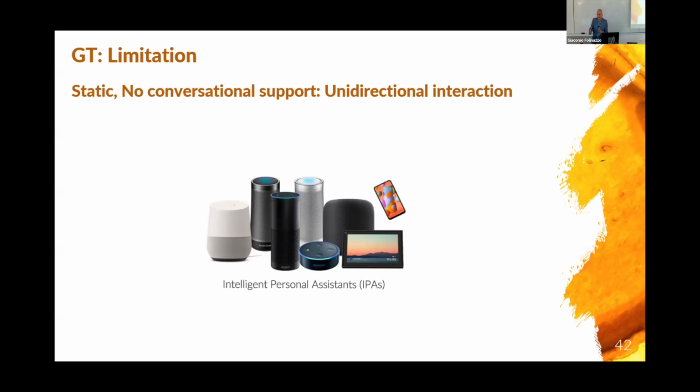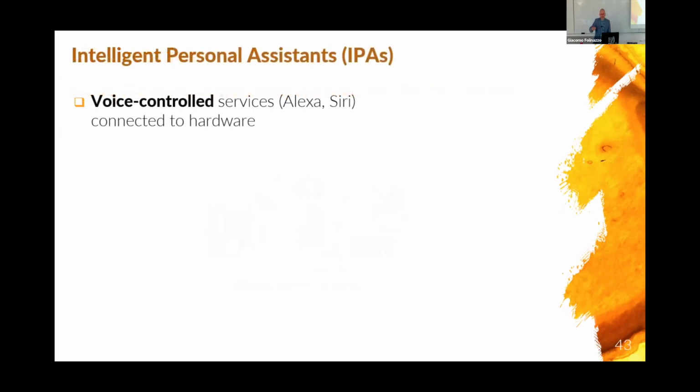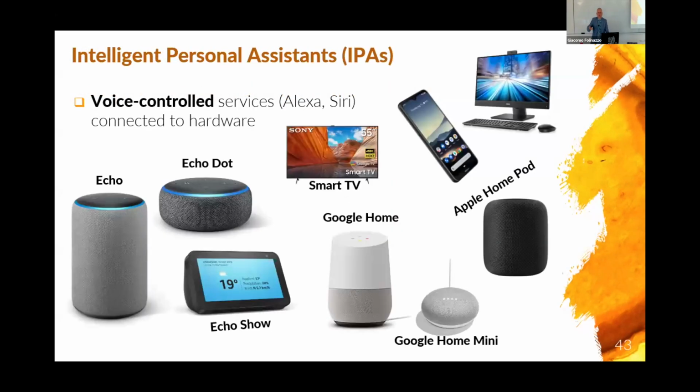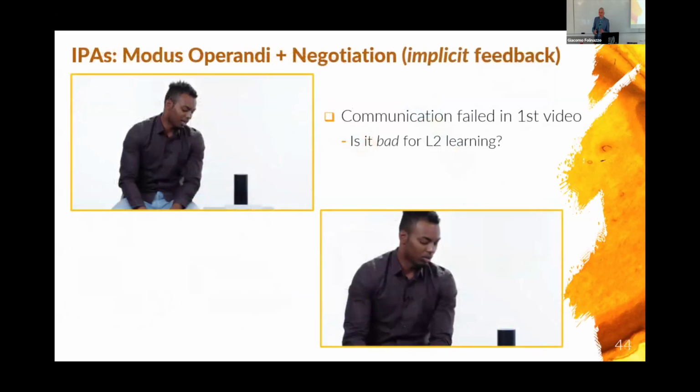To solve this problem, we started to explore what we call intelligent personal assistants, or IPAs. Those are devices that you can see on the screen, such as Alexa, Siri, Cortana, and so on. So it's voice control that you can find in lots of different devices. You probably have used some of those, at least on your iPhone, your computer, or your smart TV. And I'm going to show you how it works.